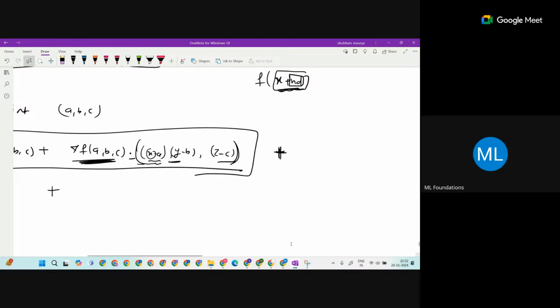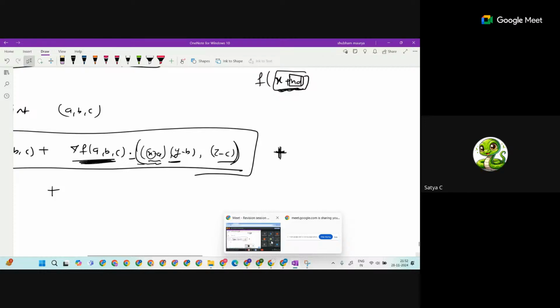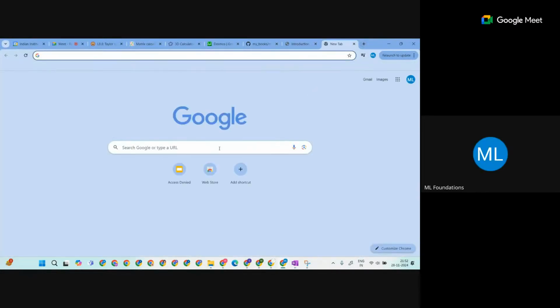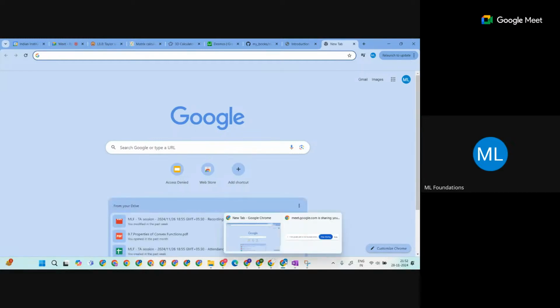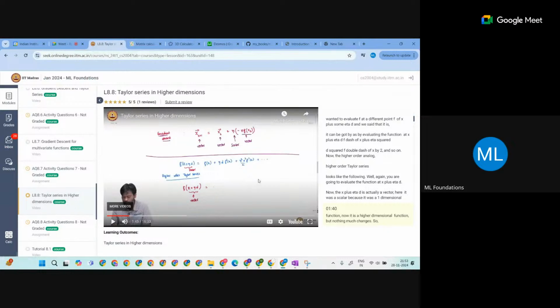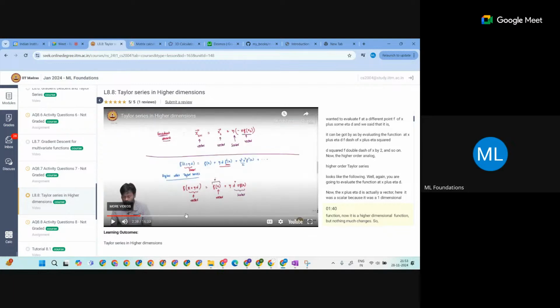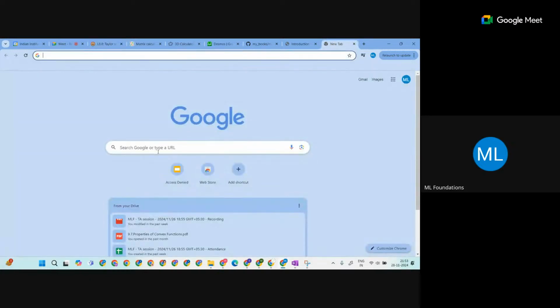Even I have to Google this formula, first time I came across it, so that's why I'm asking. Sir wrote this t square, the increment, and this double derivative. What is it in the vector form? Okay, just let me Google it.